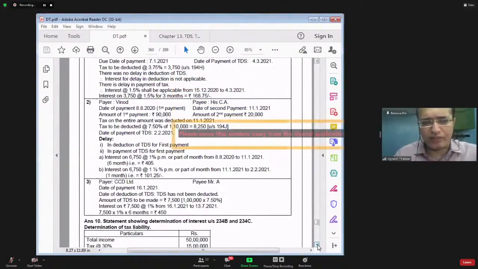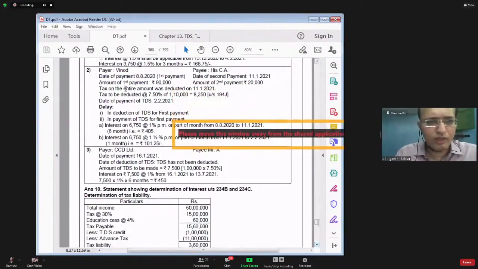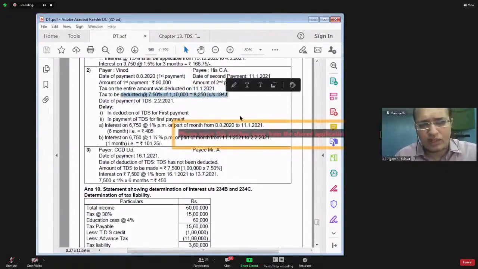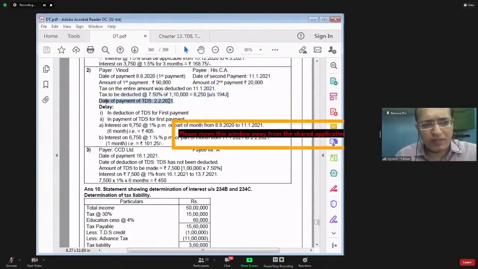Now listen to me very carefully. Here payer is Mr. Vinod, payee is his chartered accountant. Date of first payment is 8 August 20. Amount of first payment is 90,000. Second payment date is 11 January 21. Amount of second payment is 20,000. Tax on the entire amount is deducted on 11 January 21. So tax to be deducted at 7.5% of 1,10,000 would work out to 8250. Date of deposit is 2nd February 21.